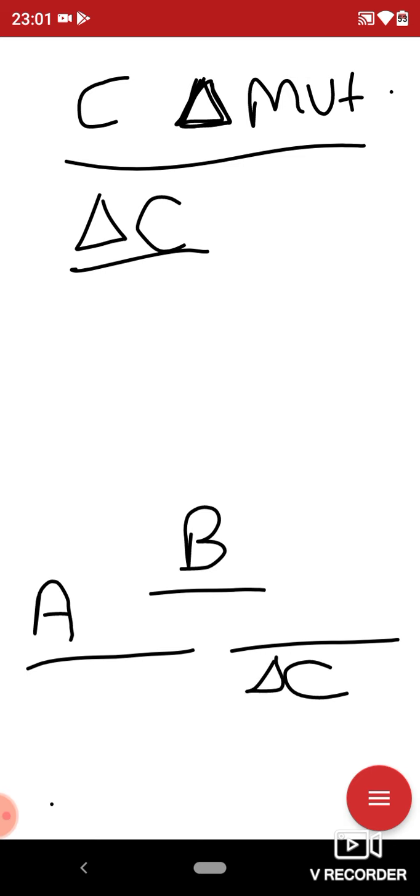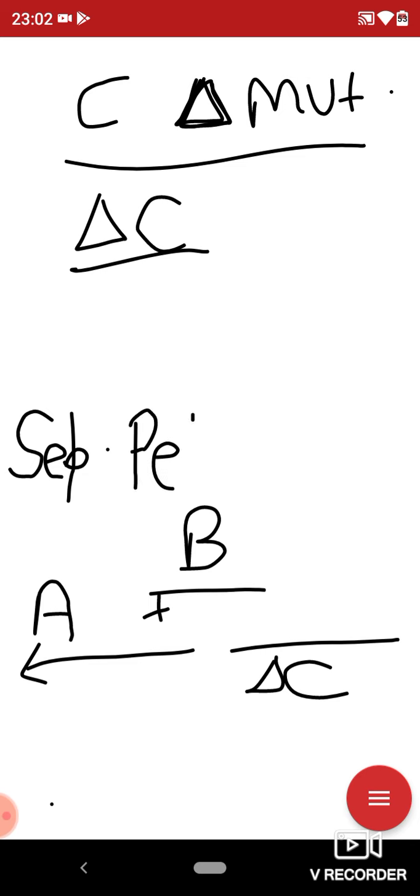C is mutated, so in place of C, A will express itself. We will start from the very beginning: class A gene will form the sepals. No problem at all because A is not mutated. Now the petals, so A plus B. B is not mutated, A is not mutated, so petals will also form.